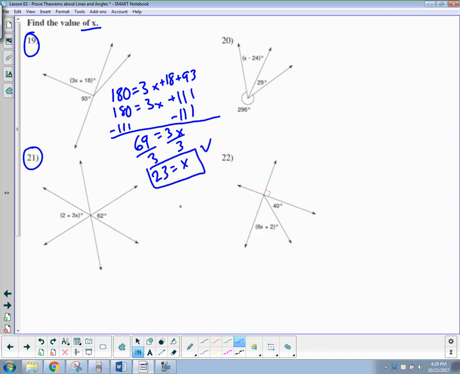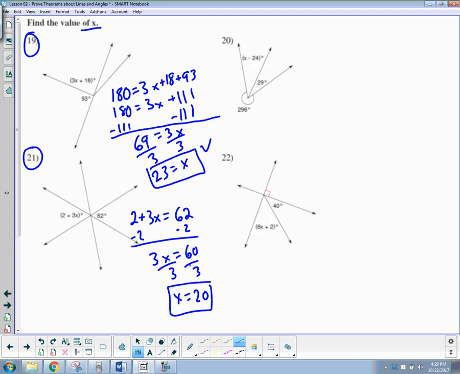As far as this one goes, think 360 all the way around. 22, 90, so these would be complementary. Add them up, make them equal 90. This one, on the other hand, 21 is vertical angles. Make them equal each other. 2 plus 3x equals 62. Subtract 2 from both sides. 3x equals 60. Divide by 3, and we get 20. Checking my work. Yep, that's the right answer.